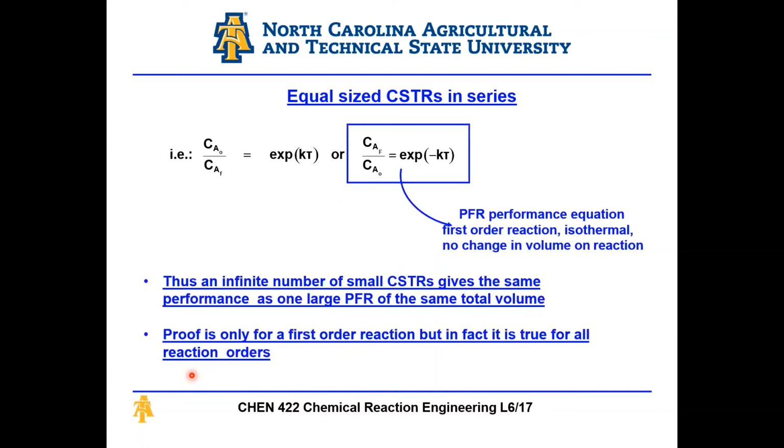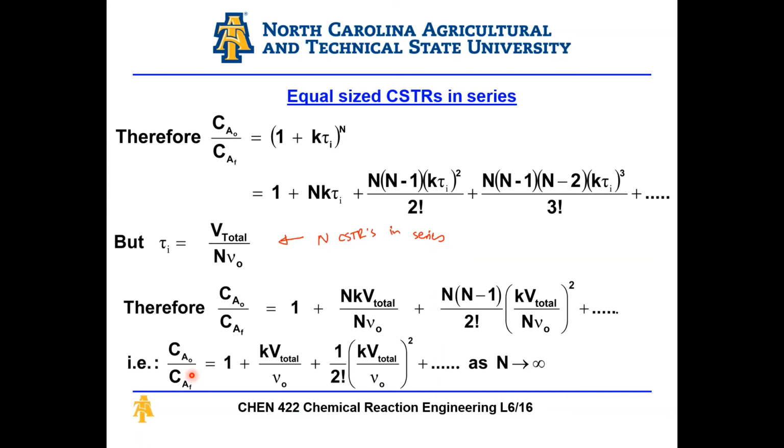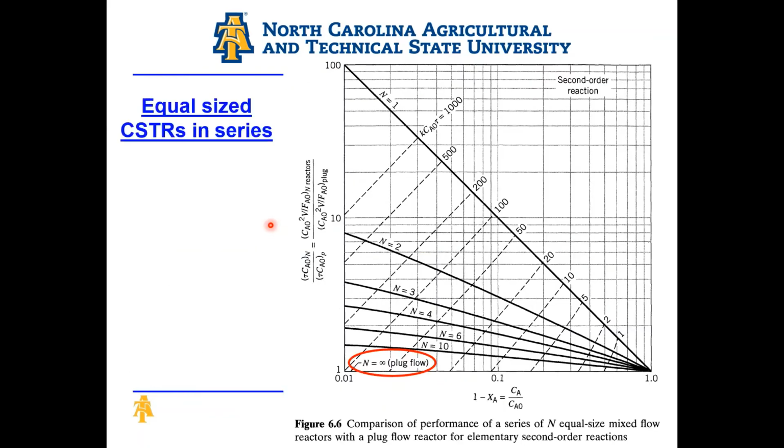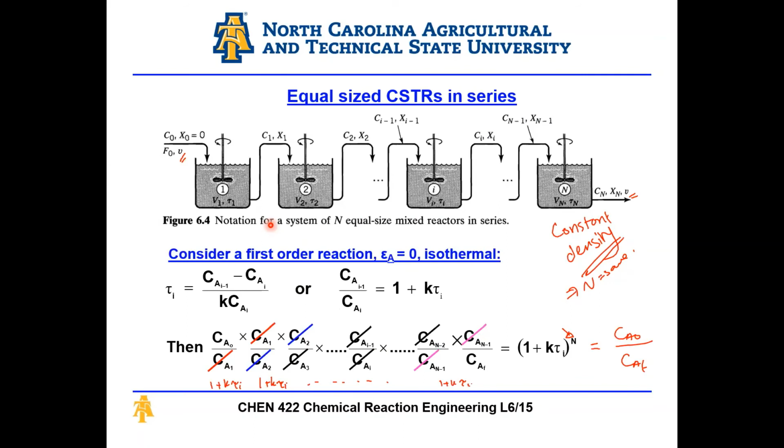What am I going to do with it? This series, again, if you reverse it back to a normal form, this series is equal to exponential of k tau, okay? And this becomes your PFR for first order reaction, isothermal, no change in volume on reaction, for equal size CSTRs in series. So what we're doing here is we're deriving a performance equation for a bunch of equal size CSTRs in series. And what we did is we used the performance equation of one CSTR, we rearranged it to get the ratio of concentration in divided by concentration out.